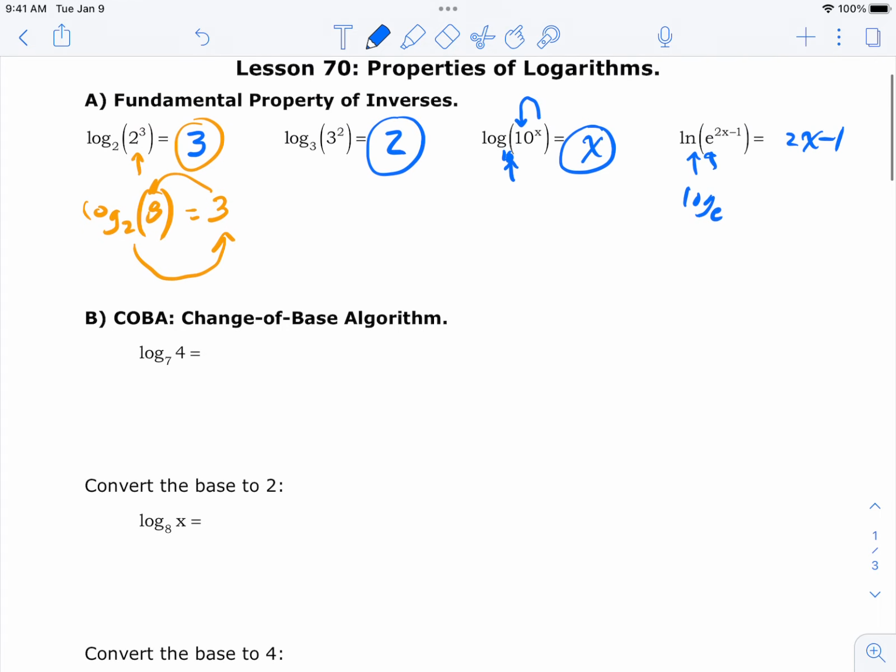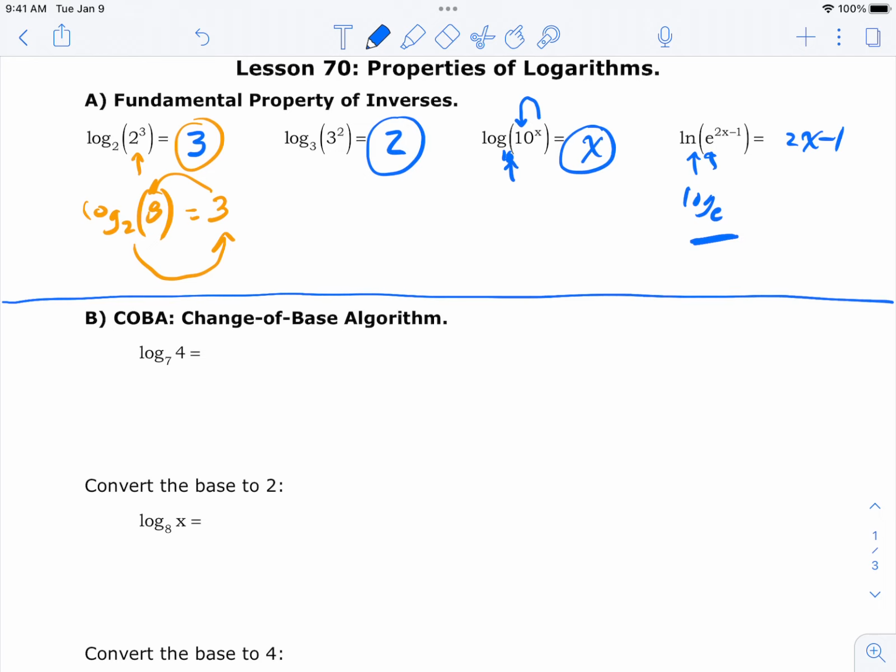Well, yeah, okay. Cool. So that's actually going to be something we use quite a bit in the next lesson, 71. In the next lesson, we're going to be solving all kinds of equations again, equations that have exponentials in them, equations that have logarithms in them. And this is going to be a handy dandy little property, the fundamental property of inverses. It's one of the big ones to know. If you're playing with exponentials and logarithms, you want to keep this in mind. They're inverses. They will cancel each other, so to speak.